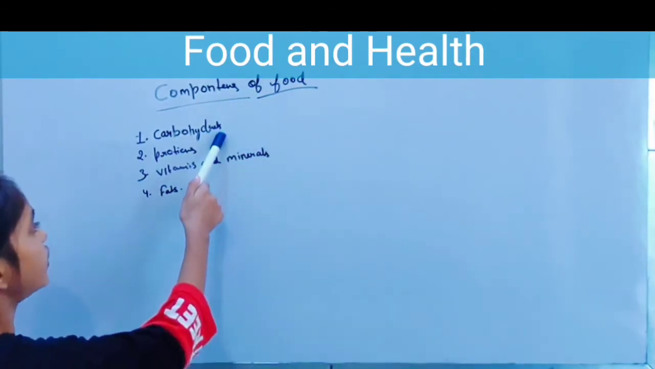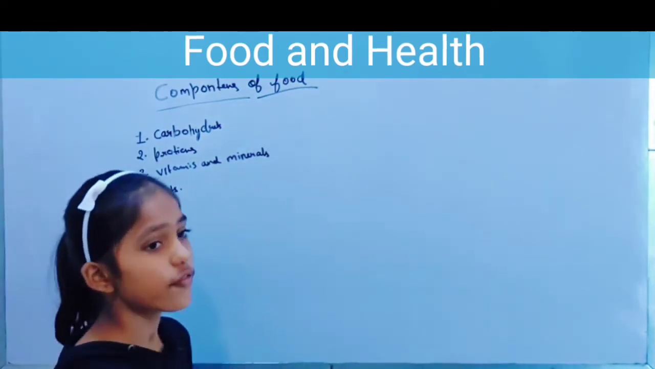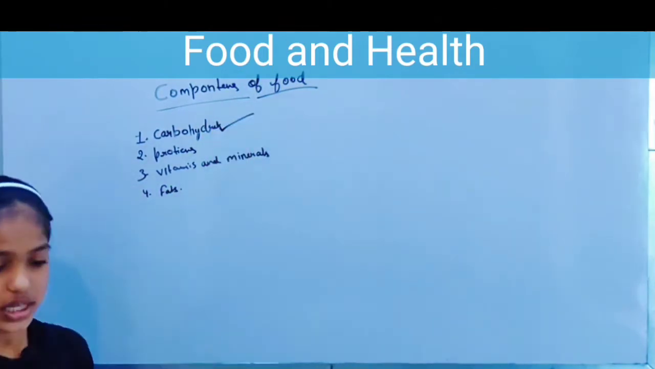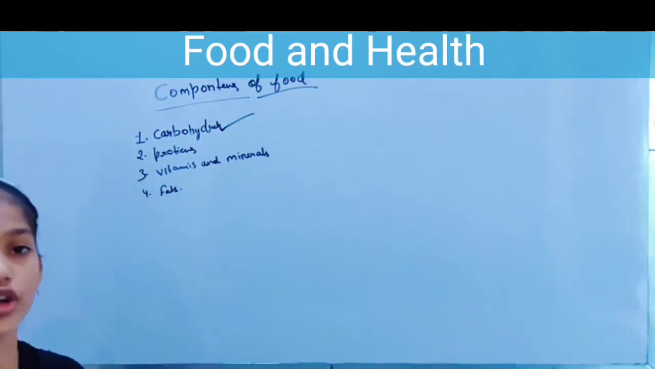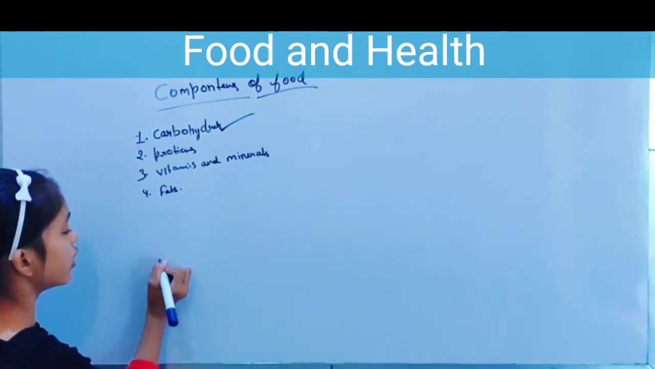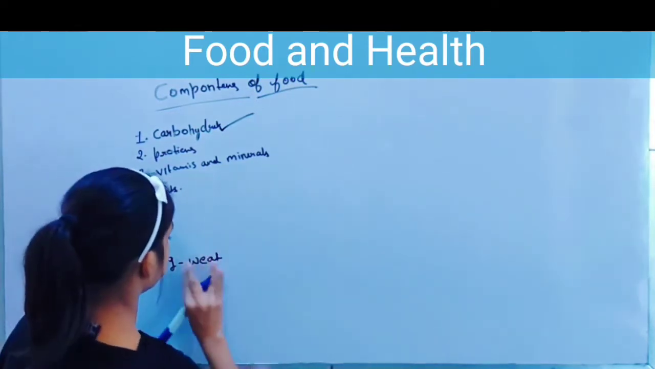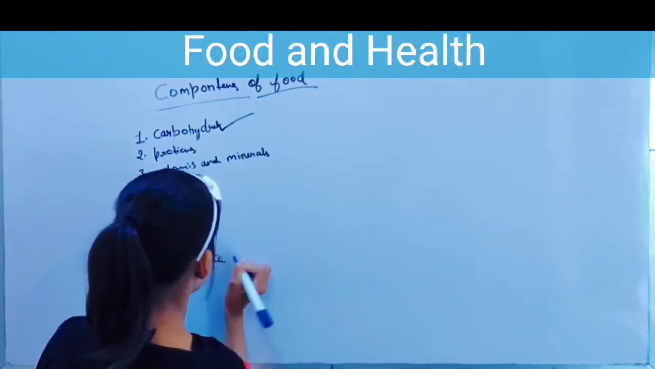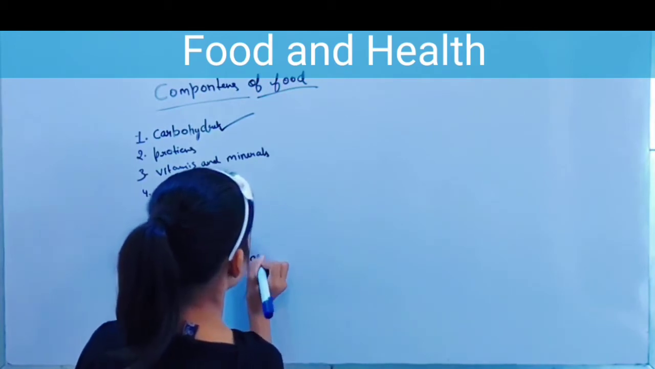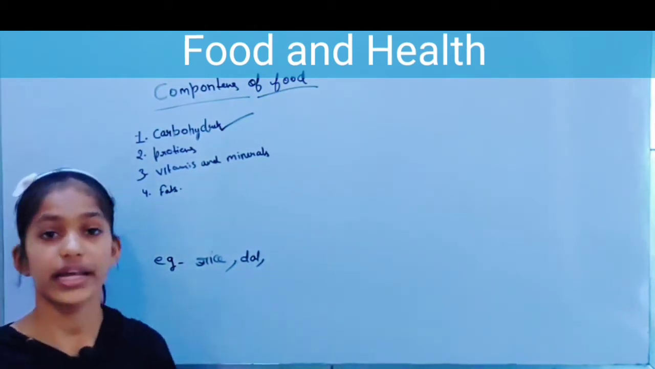Number 1, carbohydrates. Second, protein. Third, vitamins and minerals, and the fourth is fat. First, here I will tell you about carbohydrates. Carbohydrate is a food which is very essential for our growth. For example, it contains wheat, rice, dal and many other things. So carbohydrates are more essential for our body.